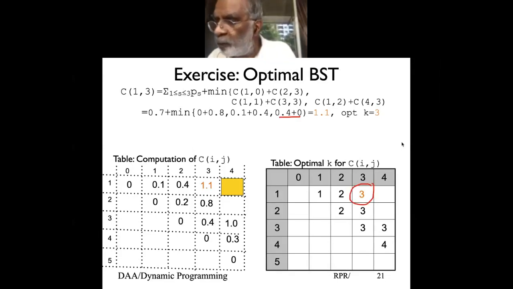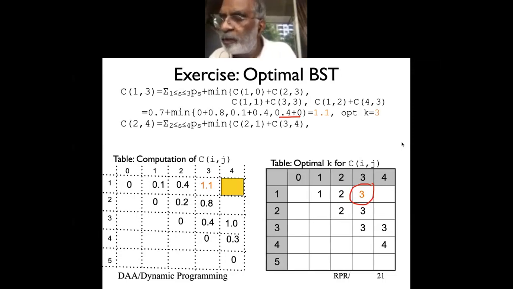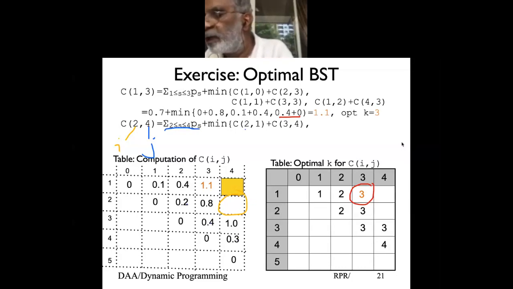Same way we can compute C2,4. This is my C2,4. C2,4, i is 2, j is 4. So P2 plus P3 plus P4, which is 0.2 plus 0.4 plus 0.3, which gives me 0.9, plus min of C(i, k-1), where k varies now from 2, 3 and 4.